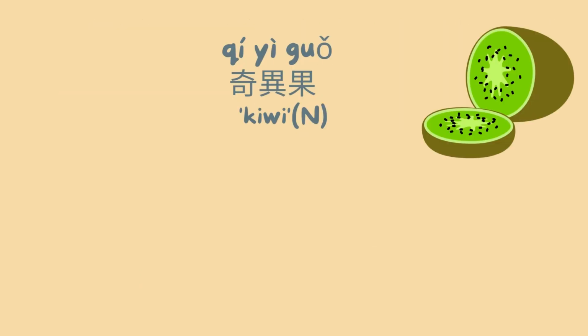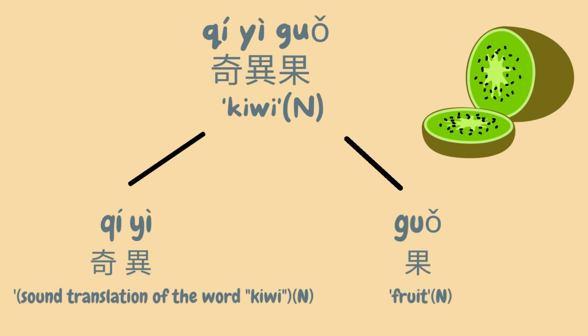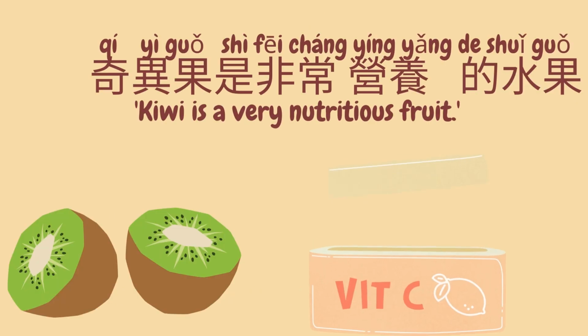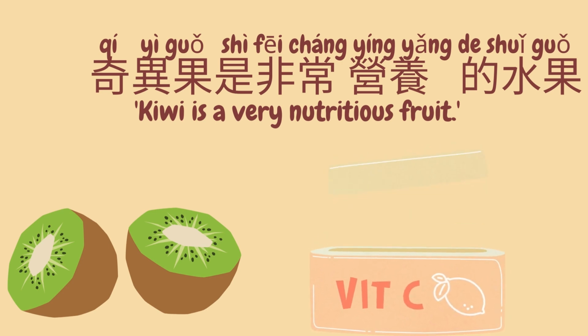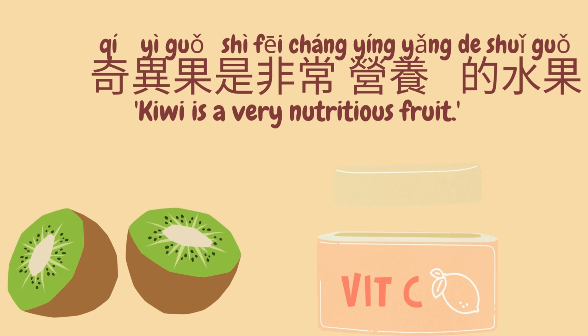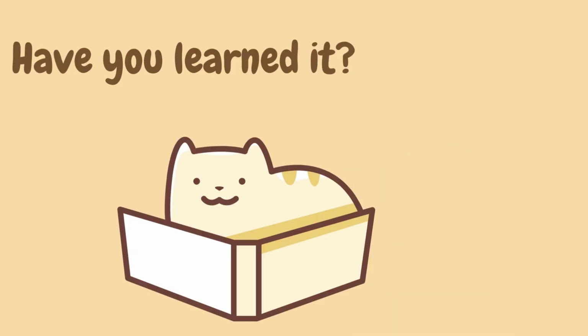Next one, 奇异果, kiwi. The constituent characters 奇异 represent the sound translation of the word kiwi, and 果 represents fruit, a noun, indicating that the word 奇异果 falls under the category of fruit. 奇异果是非常营养的水果. Kiwi is a very nutritious fruit.